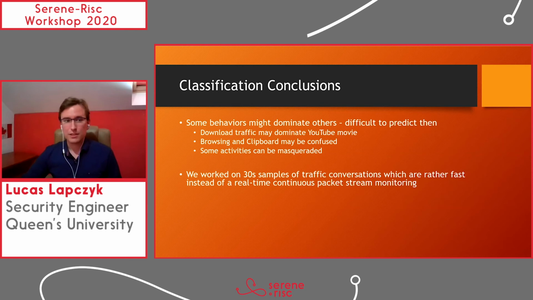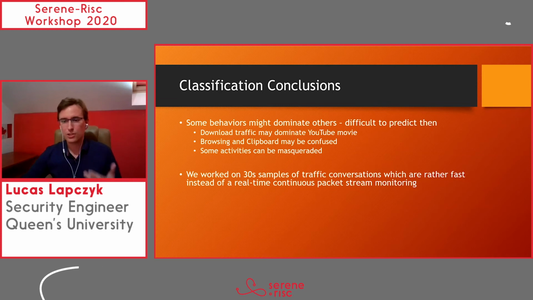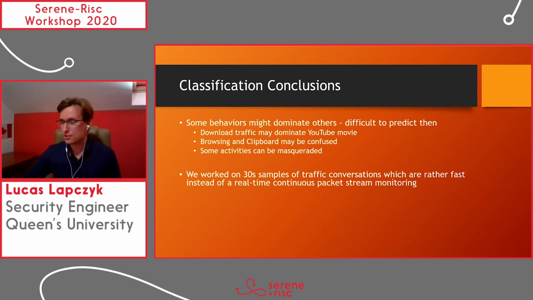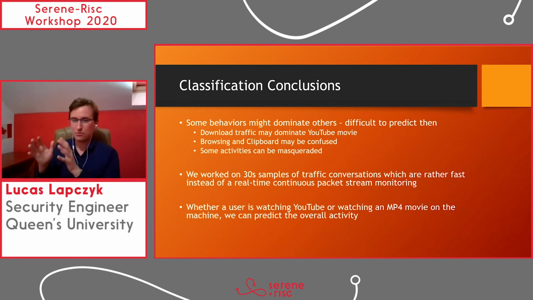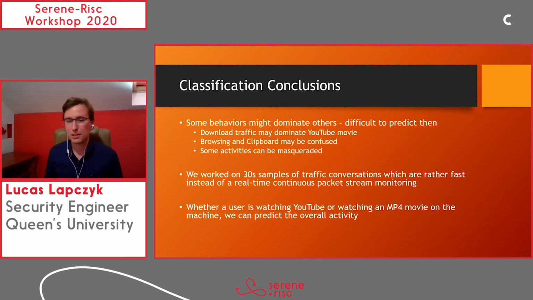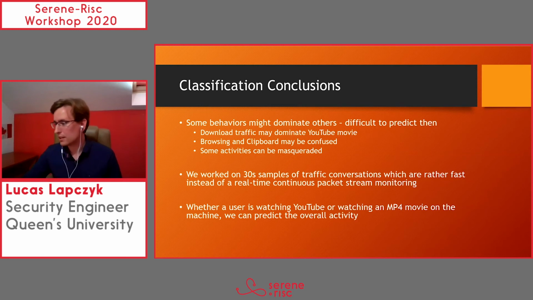We worked on 30-second traffic samples, which is a reasonable approach because that's way faster to process than real-time packet streams, which makes our approach a good candidate for production systems. Whether a user is watching YouTube or watching an MP4 movie, we can still predict the overall activity. So again, the slacking user is watching some kind of a movie, and even if he changes the application from watching YouTube on the web to using whatever local application for MP4 movies, we can still detect the overall activity.